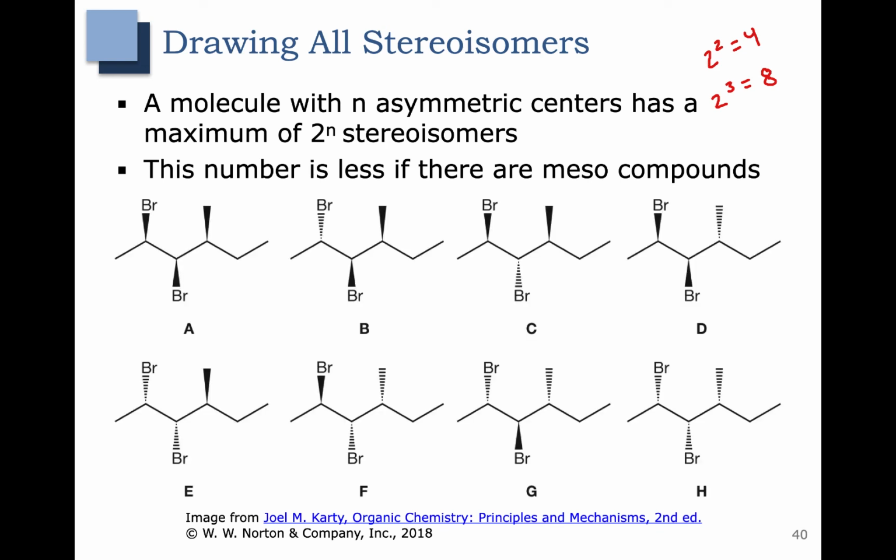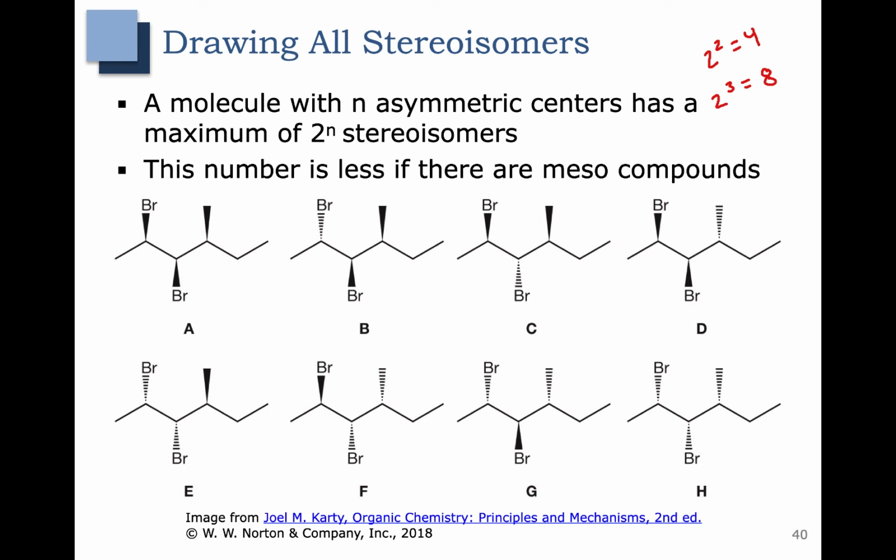Here's an example of a molecule that has 1, 2, 3 stereocenters. So that means that there are 8 possible stereoisomers, and they're shown here. We could have all of them be up, all of them be down, or any combination thereof. However, if we were to have a meso compound, then we might have less.